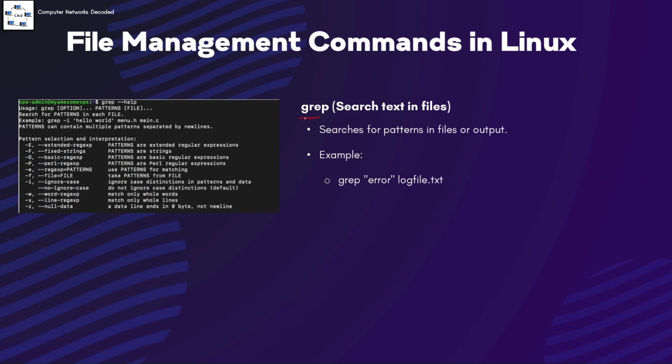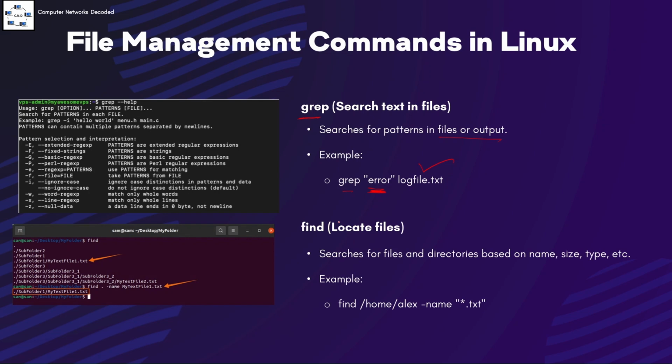The grep command is used to search text in files. It searches for patterns in files or output. For example, grep error log file.txt. This command will look for the word error in this log file.txt file.